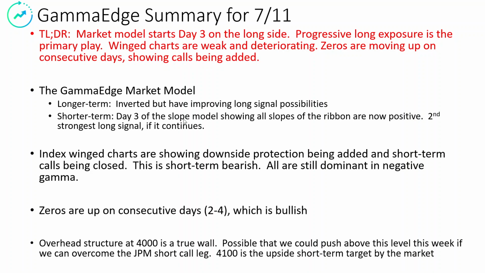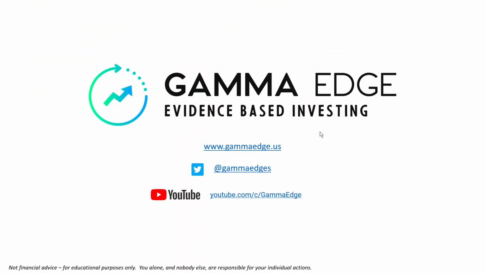On the shorter term, day 3 of the slope model, as I set up here, index wing charts are not supportive right now, so we don't have everybody firing on all cylinders. The zeros are up, which is good, and the overhead structure at 4,000 is still going to be an overhead wall to get into. So with that, I'll bid you farewell.